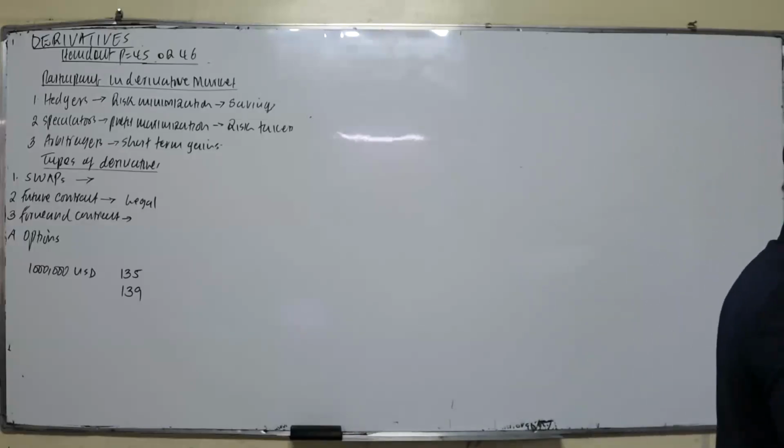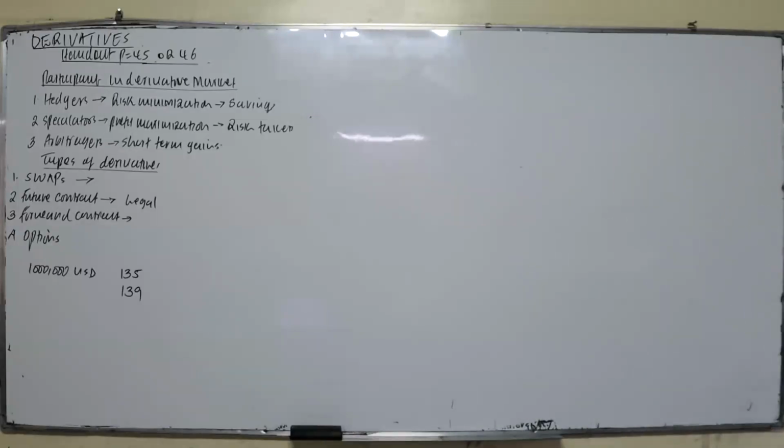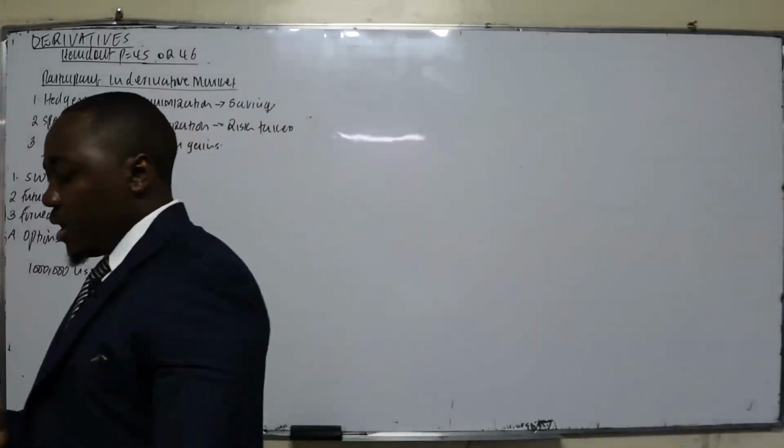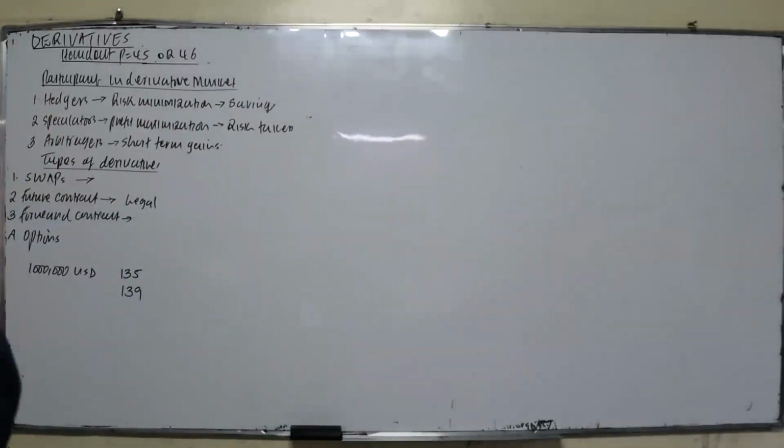Then for the futures, there is a need for a third-party guarantor. For the forward, there is no need. There is no third-party guarantor. Then futures are always quoted in American terms. What do you mean by American terms? Always in USD. Just write USD. They are quoted in American currency, that's the USD. But for the forward, they are quoted in any other currency.